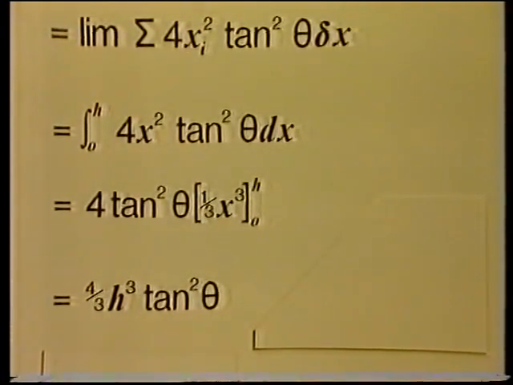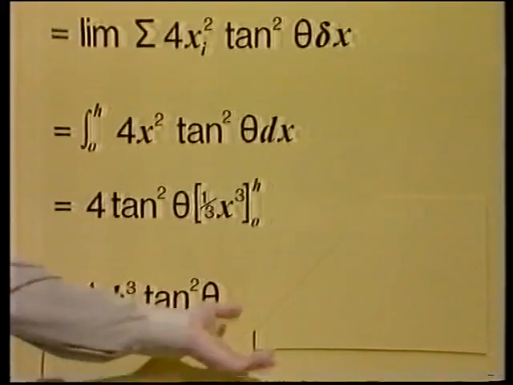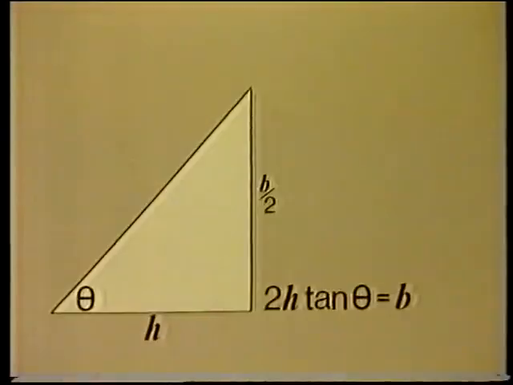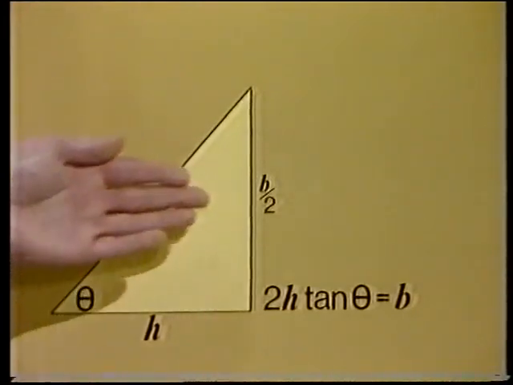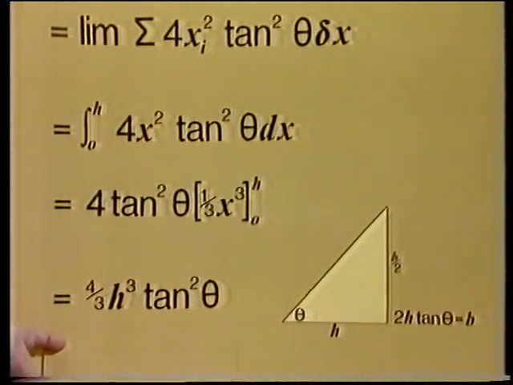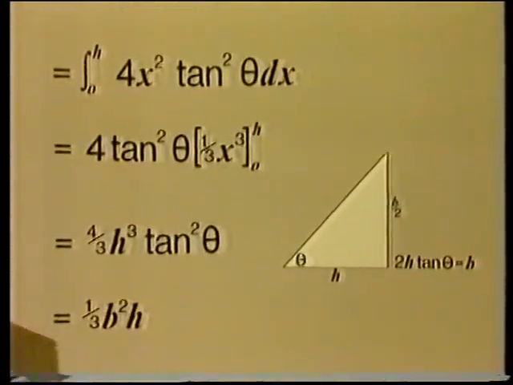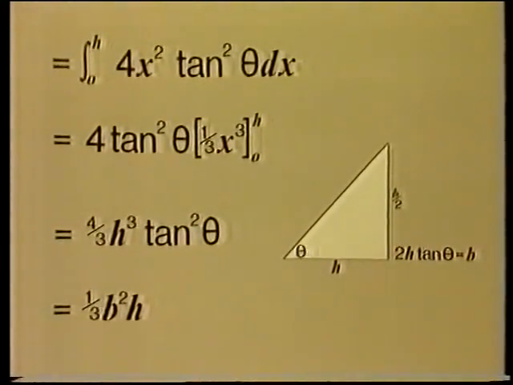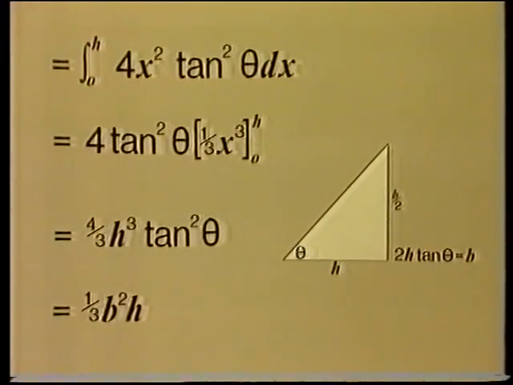Now this formula is probably not the one that you're familiar with. We need to express it in terms of the height h of the pyramid and its base b. But here we can see that tan theta equals b over 2 divided by h, or 2h tan theta equals b. Making this substitution, we can rewrite this last expression as 1/3 b squared h. And you may recognize that as 1/3 base area times height.